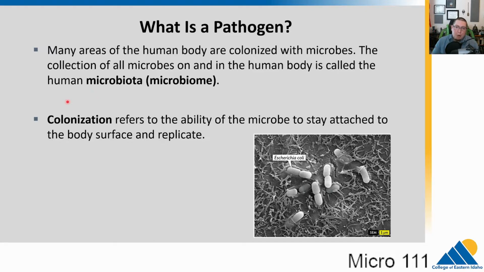To do this, microbes have to colonize, and colonization refers to the ability of a microbe to stay attached to a body surface and then replicate there. That could be in the intestines, like these E. coli here. They might have some molecules on the outside that stick to things on the surface of our cells and allow them to stay there, right? But if they can't colonize, they're going to get excreted very quickly or washed off of us. So colonization allows microbes to stay in and on us.